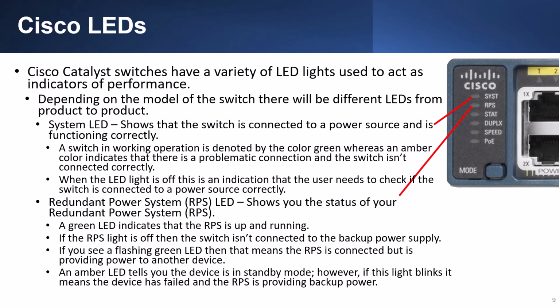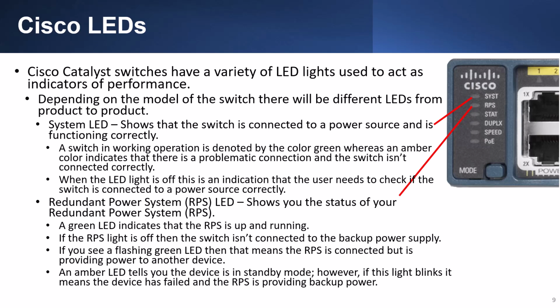Redundant Power System, or RPS LED, shows you the status of the redundant power system. A green LED indicates that the RPS is up and running. If the RPS light is off, then the switch isn't connected to the backup power supply.